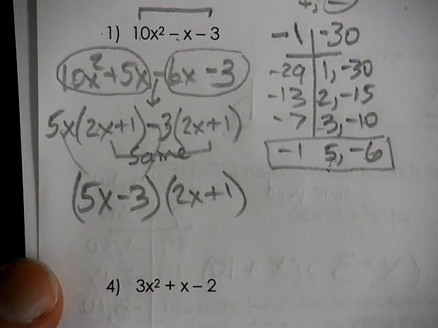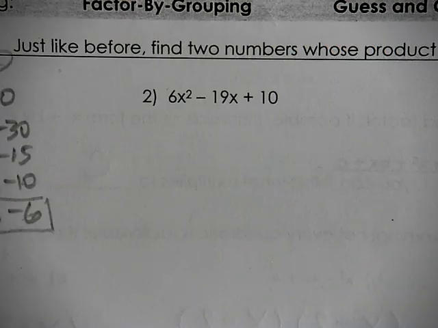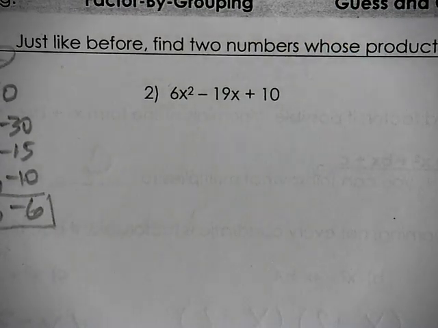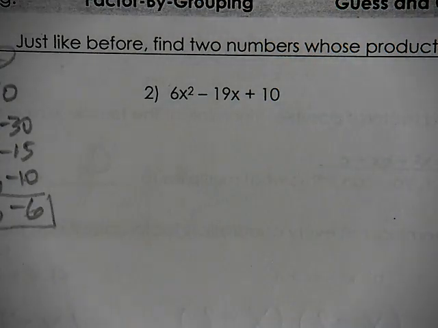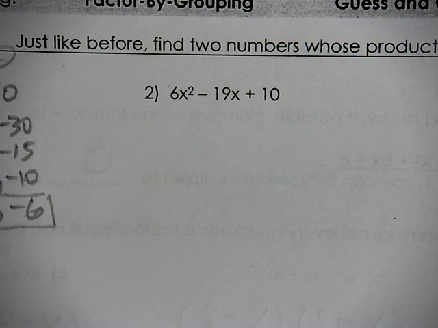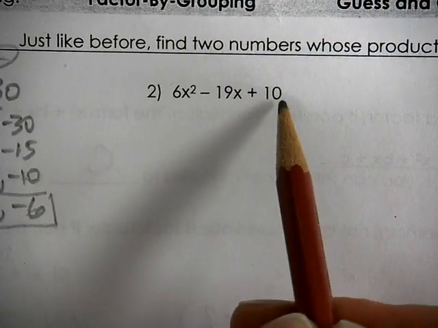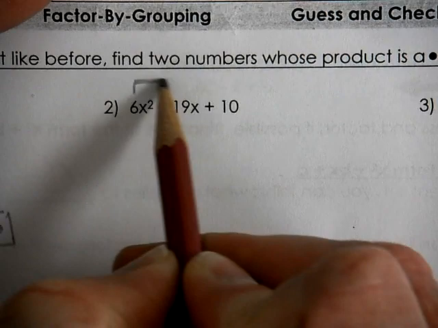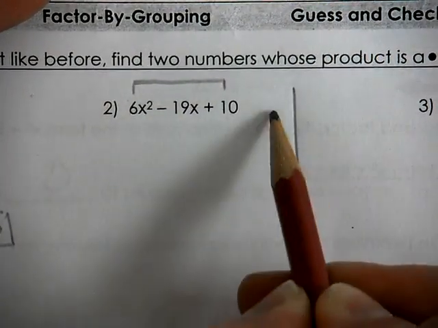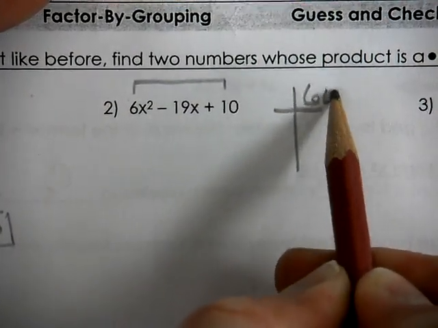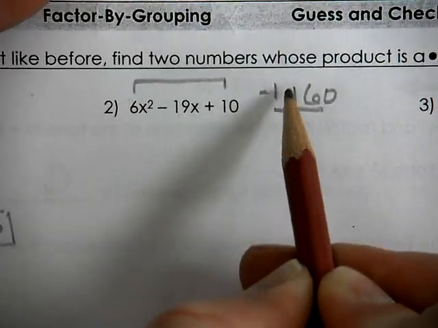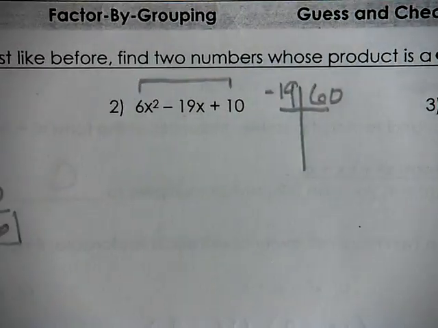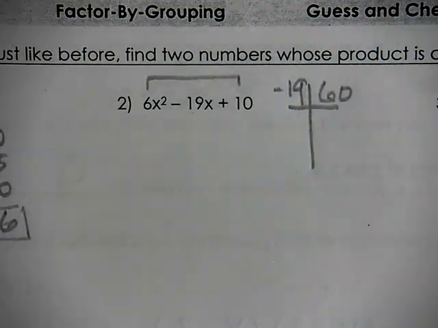Let's try our next one. Do you see a GCF? Do you see a value in this one that can be pulled out of all three terms? So we do not have a GCF, so the numbers are kind of big, but we can handle it. We're going to do 6 times 10. That makes 60. That adds to be negative 19. Anybody know two numbers that multiply to be 60 and add to be 19?